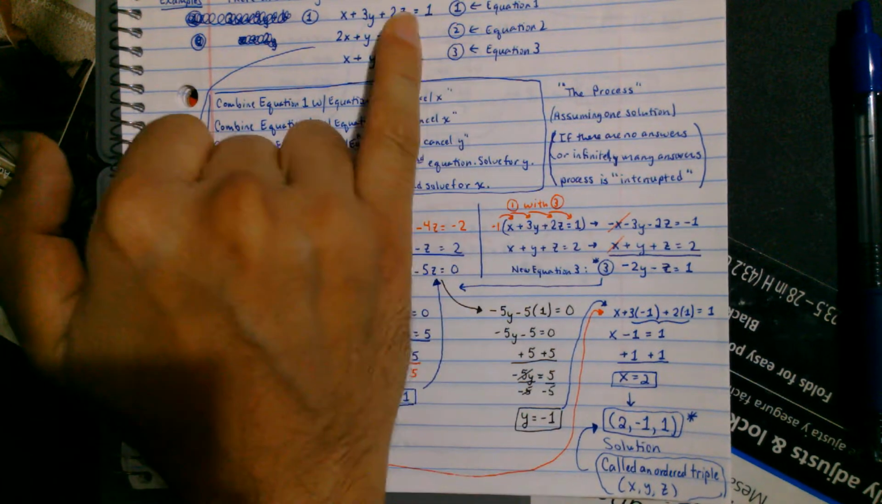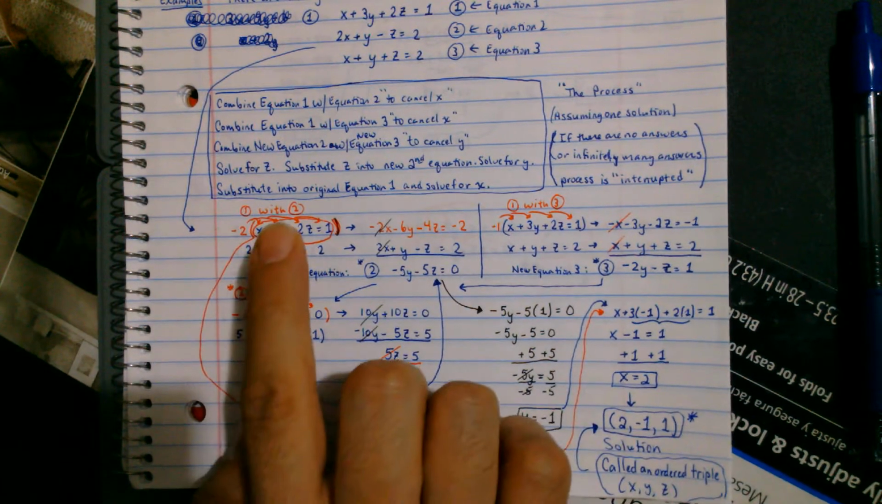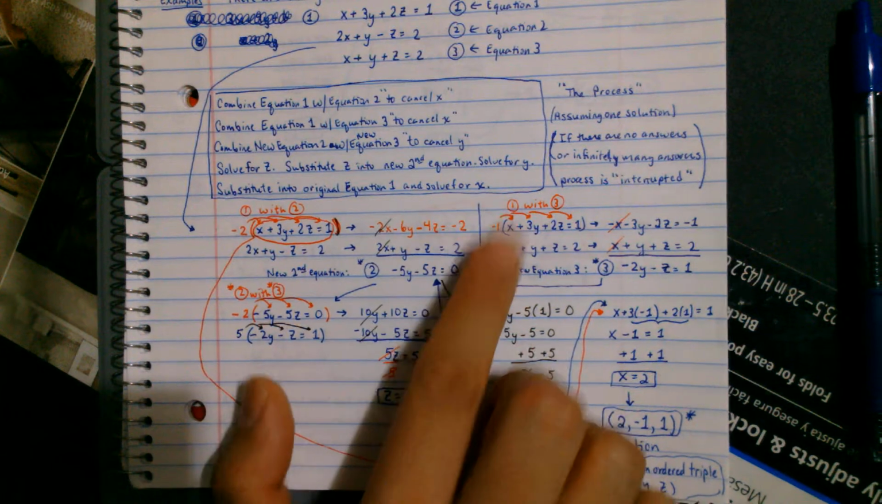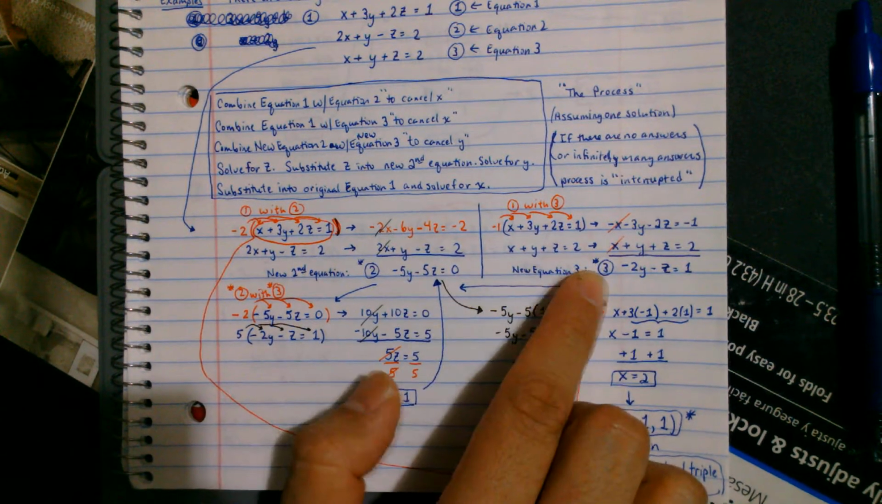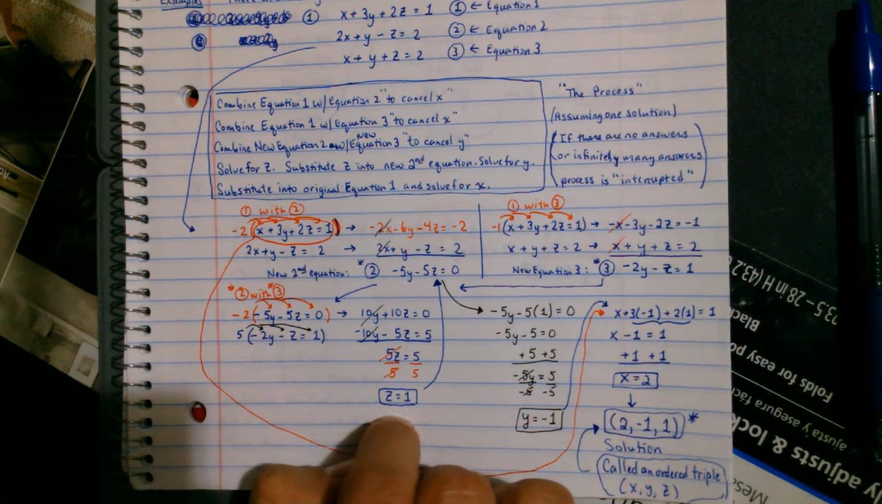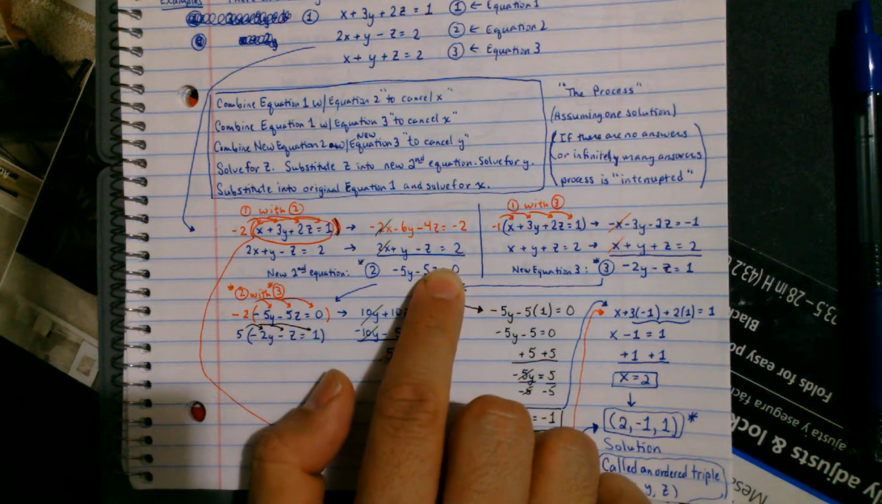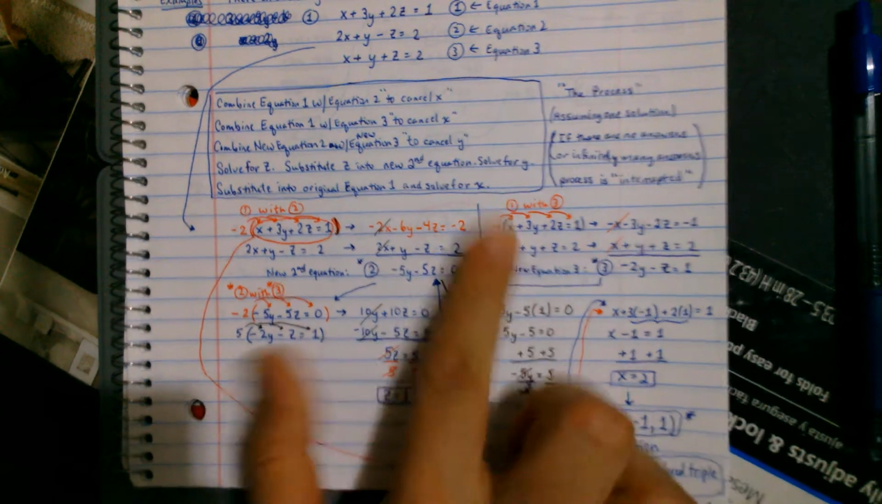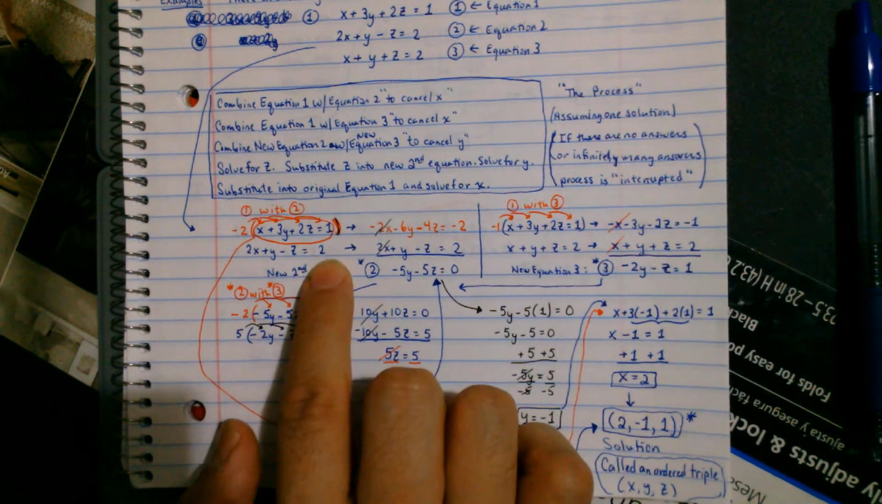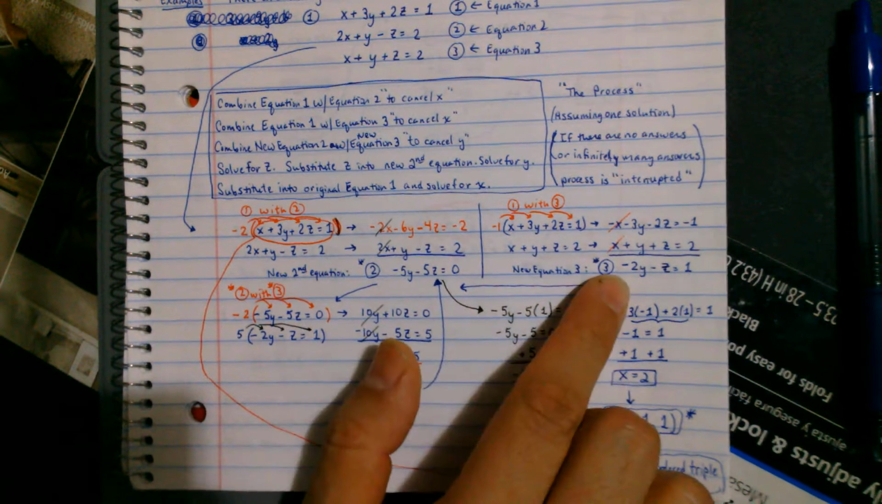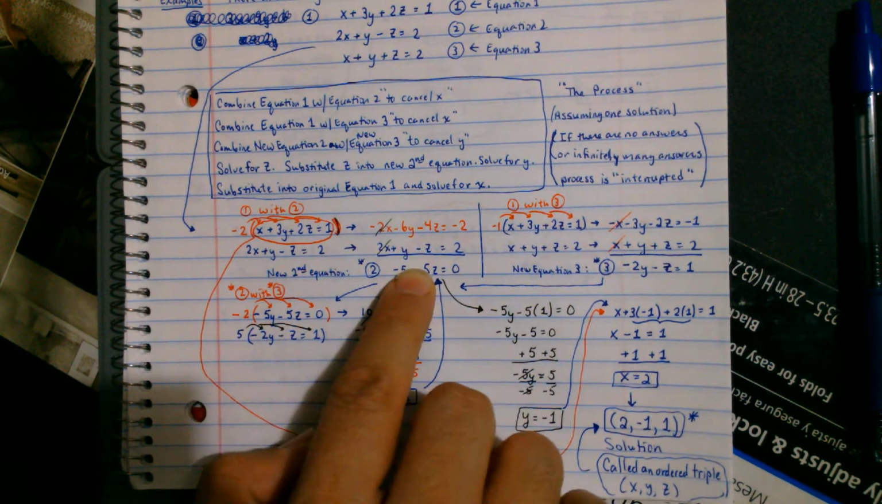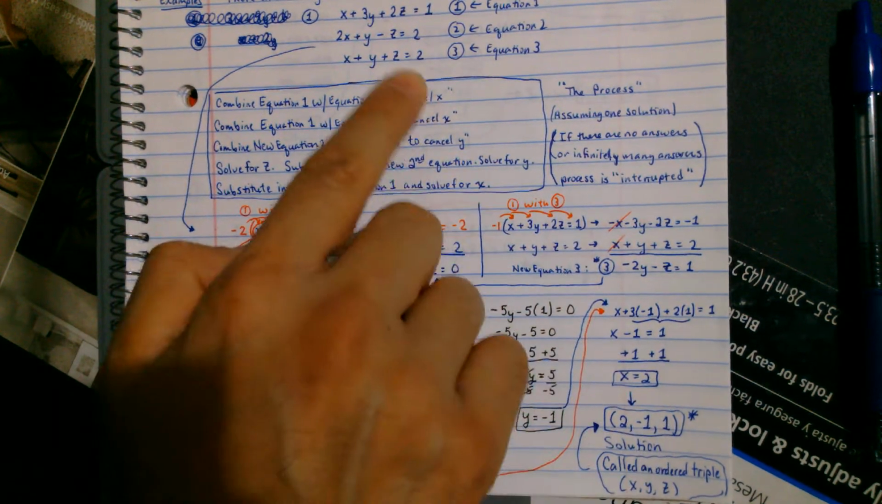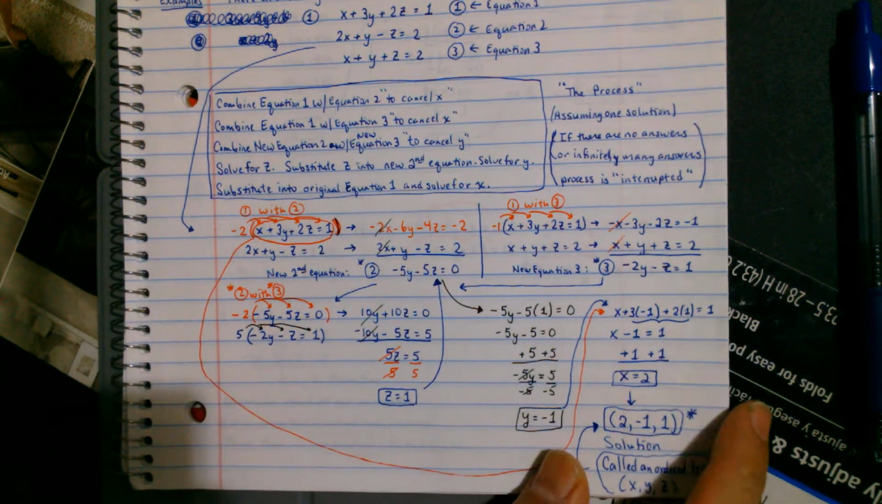Then y back to 1. So let me do it a little faster. 1 with 2, 1 with 3, 2 with 3. The third answer back to the second equation, the second answer back to the first. So a little faster: 1 with 2, 1 with 3, 2 with 3, 3 to 2, 2 to 1. And that's how this works.